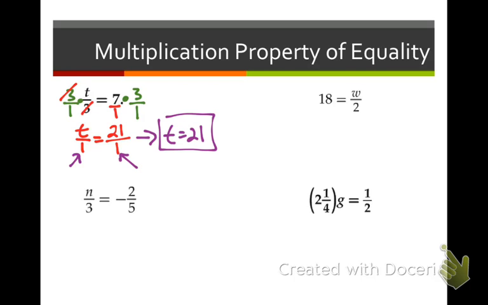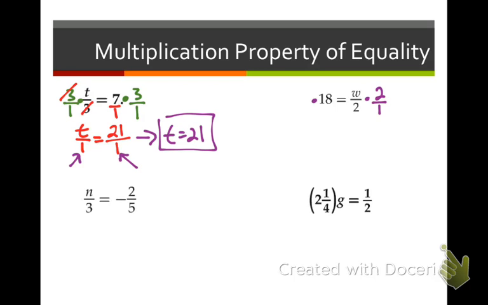Let's look at this problem over here on the top right. Here we have to solve for w, right? So we're going to multiply by the inverse of that 2, which is 1 over 2. So the inverse is 2 over 1. And again, I'll talk about the inverse on Thursday.